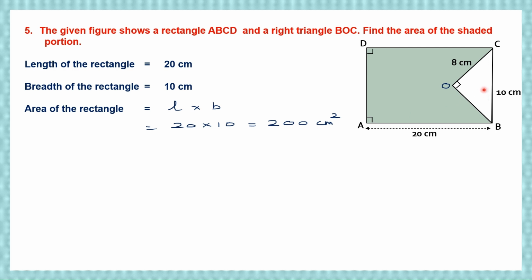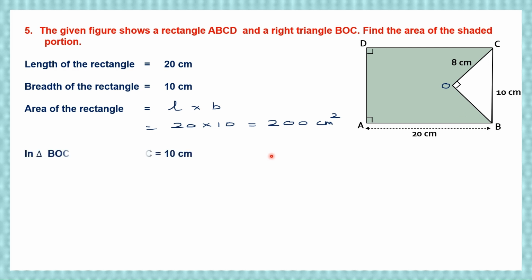Now we need to find the area of this right triangle BOC. Now in this right triangle, to find the area, the formula is half base into height. Now the base is OB and we don't know the measurement of OB, but we know the measurement of the height OC, and we also know this measurement. And since this is a right triangle, the side that is opposite to the 90 degree, the right angle, is the hypotenuse. So BC is the hypotenuse and OC is the height. With the help of these, we can find the base by applying the Pythagoras theorem.